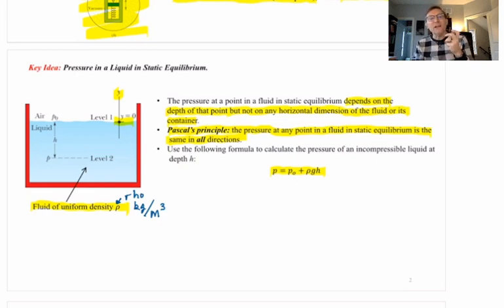Now, do you see physically why the pressure at level 2 is greater than the pressure at level 1, which is higher? Why is the pressure at level 2 greater at the lower level? Can you say why that would be?